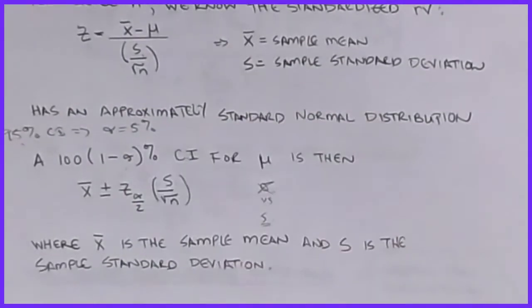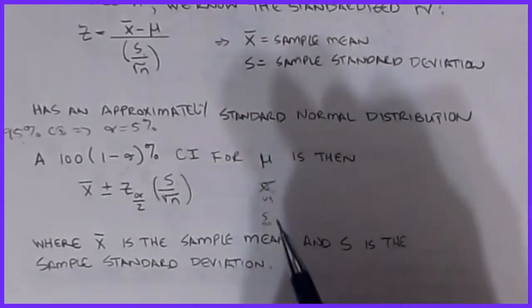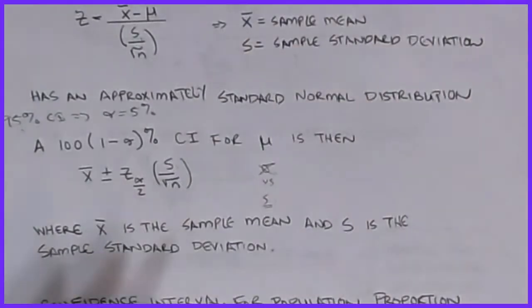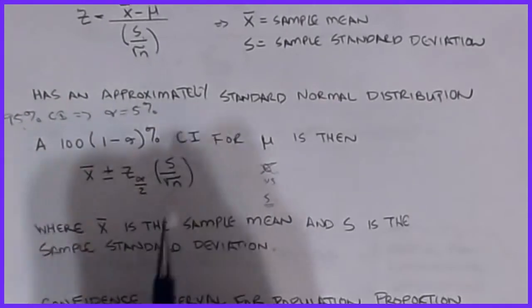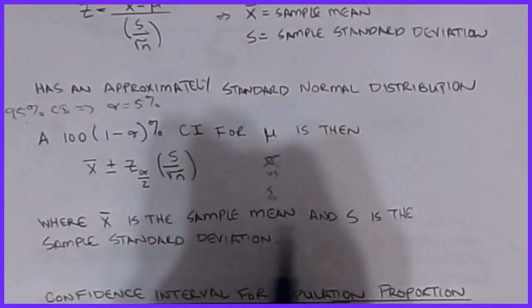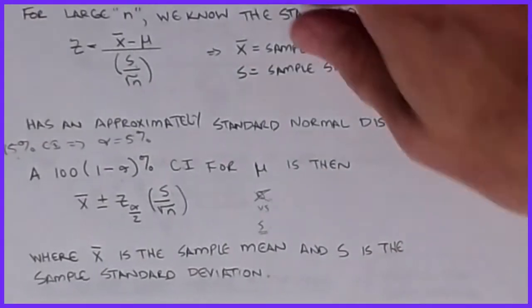So this becomes one of the big pieces moving forward: how do I get rid of an unknown population parameter and replace it with a sample parameter? There are some corrections that have to happen along the way. For large N, the central limit theorem bails us out and basically makes the formula exactly the same. X bar is the sample mean and S is the sample standard deviation. There are no major changes there. You just have to have a large N to be able to do it.